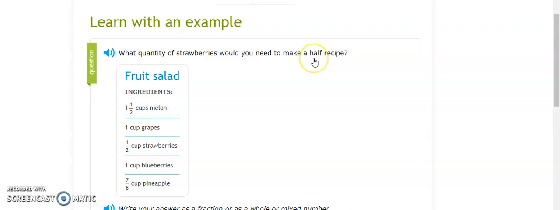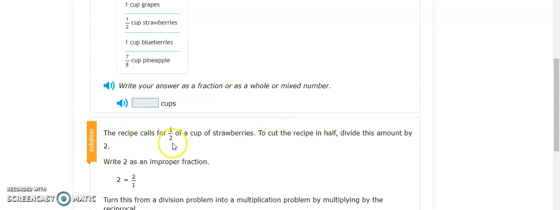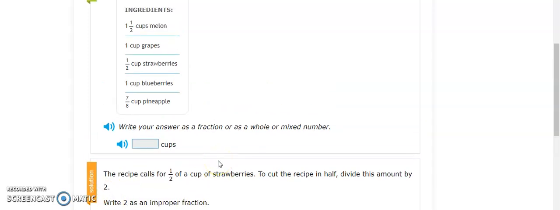So I see a half, and I might think that I want to divide it by a half. But if I scroll down here, it actually reminds me that if the recipe calls for a half, that's the same as dividing this amount by 2. Okay, so we're actually going to end up dividing the number by 2.